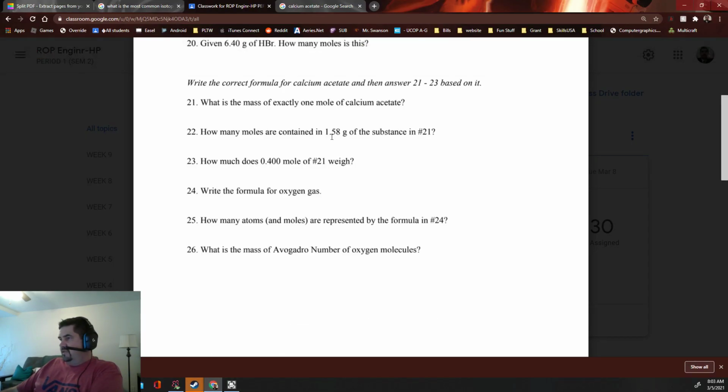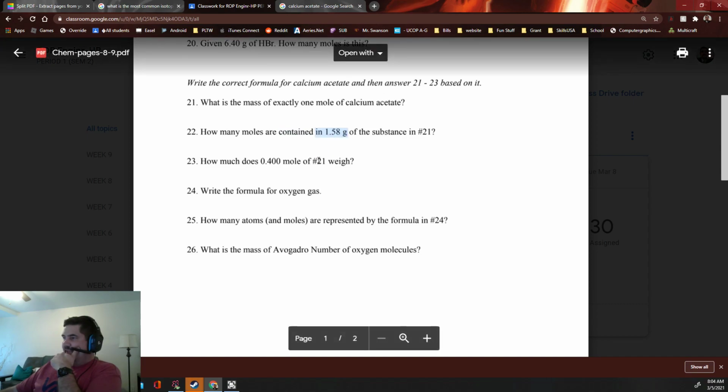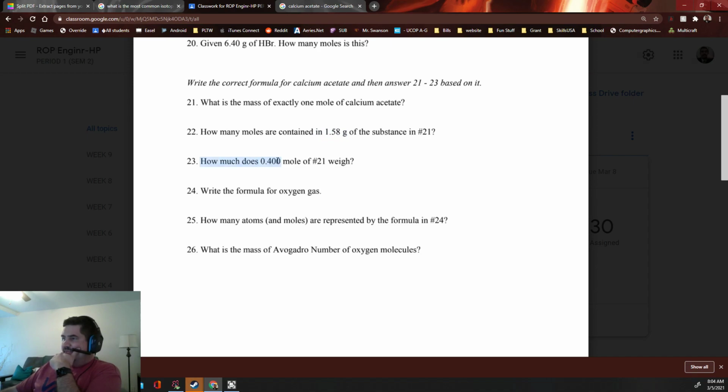How many moles are contained in 1.58 grams? Well, then you'll have to take 1.58 grams and divide it by that value. It's going to be a small amount, no doubt. It's going to be less than 1. It's not going to even be 1 mole, because I can guarantee you the molar mass is more than 1.58 with all those atoms in there, right? How much does 0.4 moles weigh? Well, for that, you're just going to be multiplying.